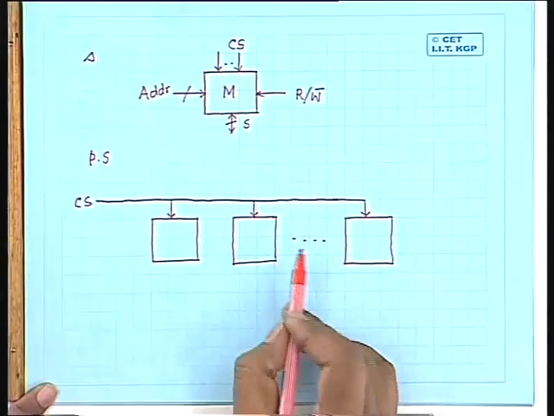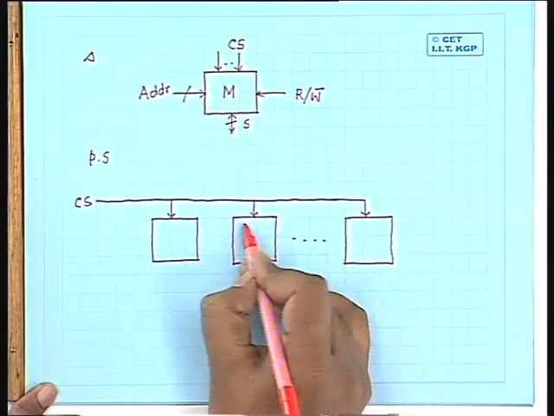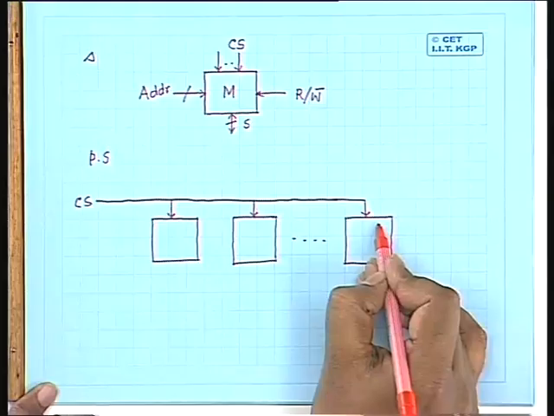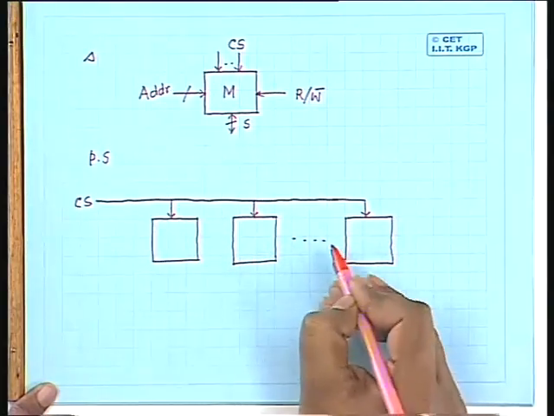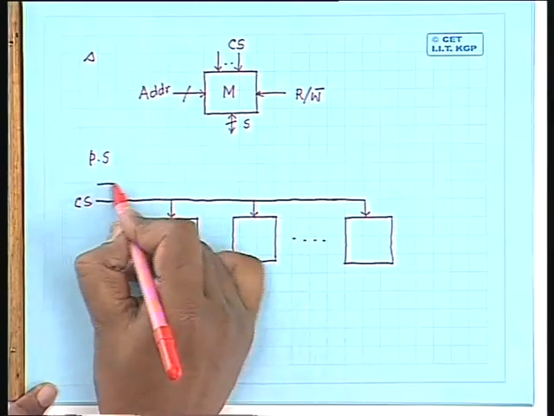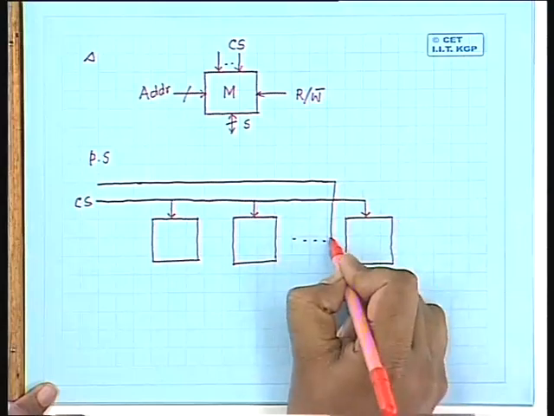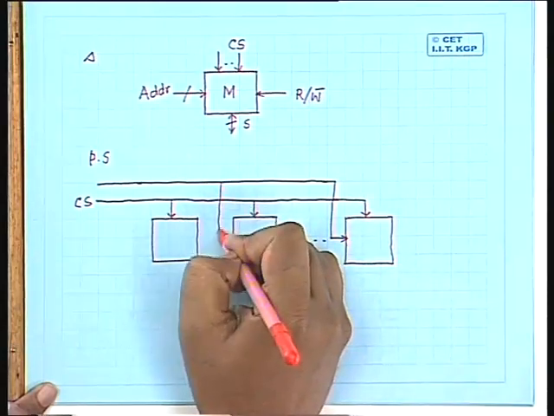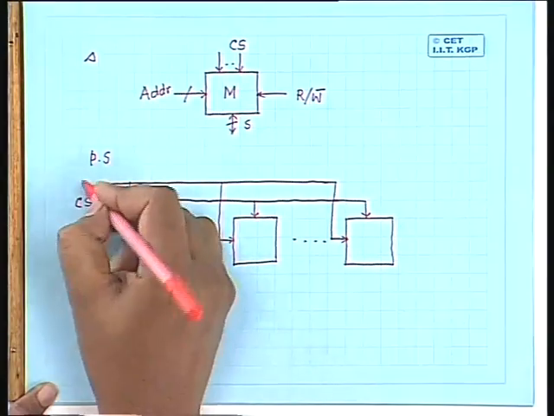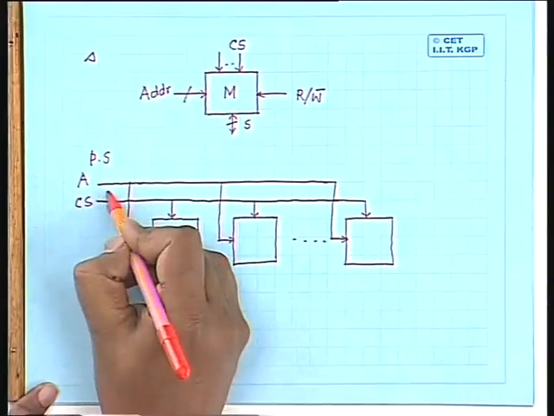Then again, because we are connecting them in parallel, the 0th address in this chip must be the same as the 0th address in this chip. It should also be the same as the 0th address in this chip. That means every location in every chip should conform to each other. So we have to have common address lines which should go to all the chips in parallel. So these are the address lines. I should also have common read write lines.